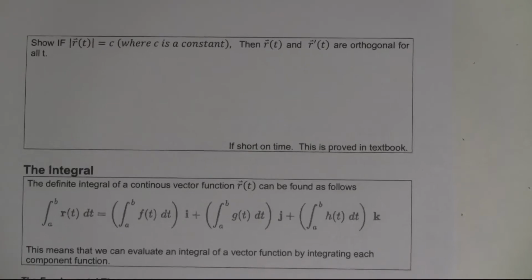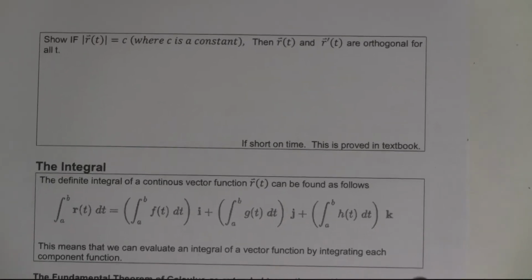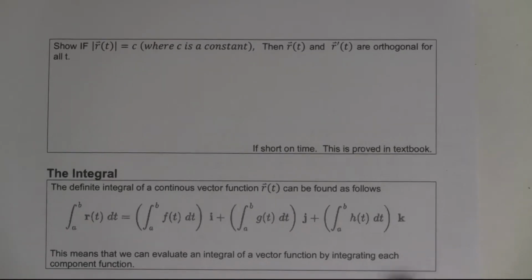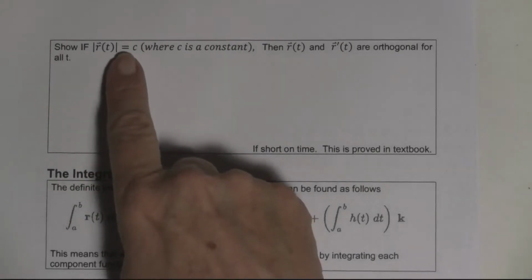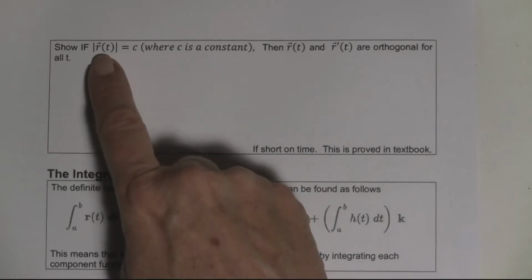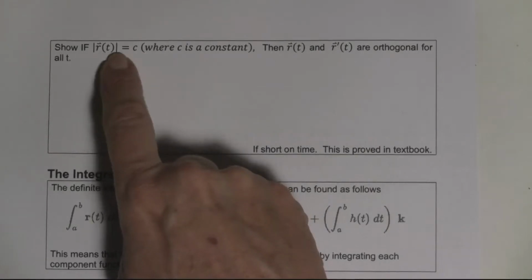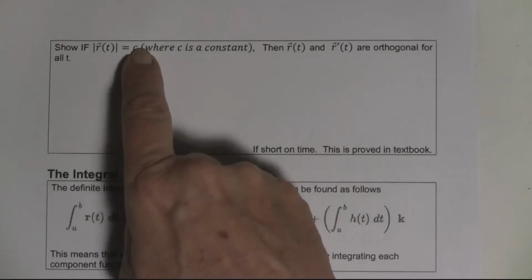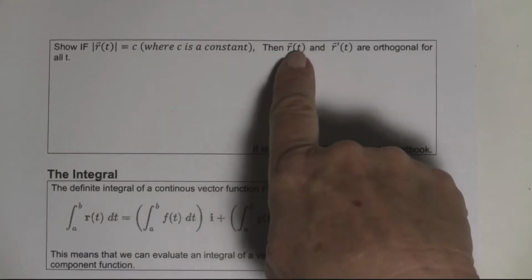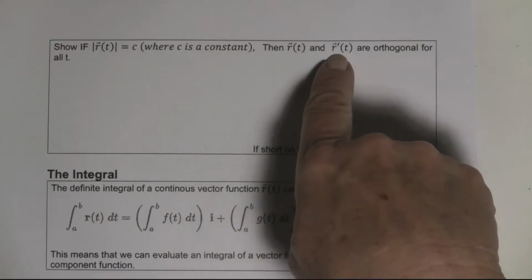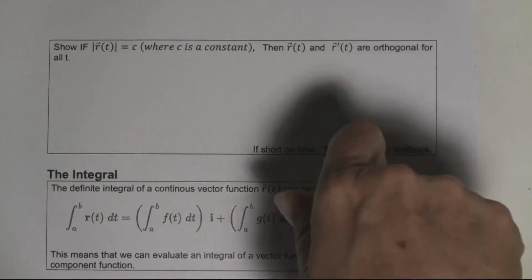One thing to prove, and we're going to see this in the next section. Anyway, we're going to give a try to a proof of it. They're saying that if the magnitude of r at t is equal to a constant, then r at t and r prime at t are orthogonal with one another.